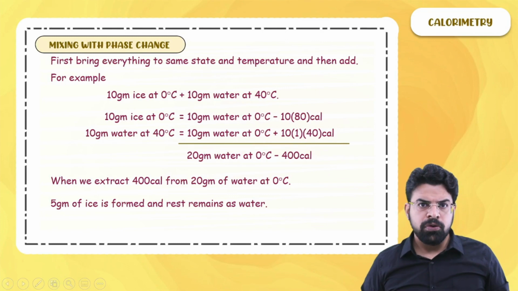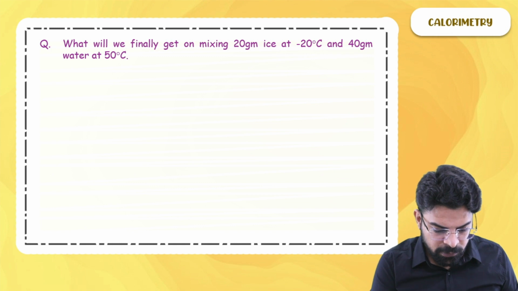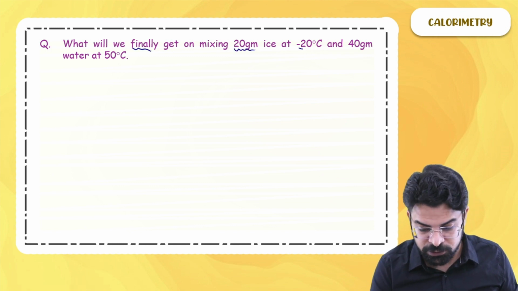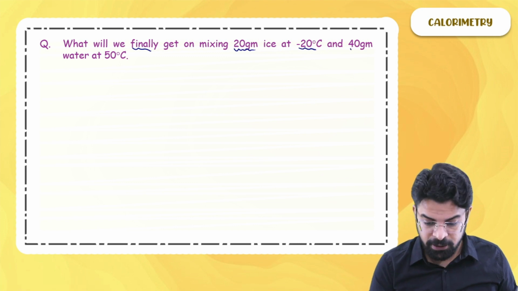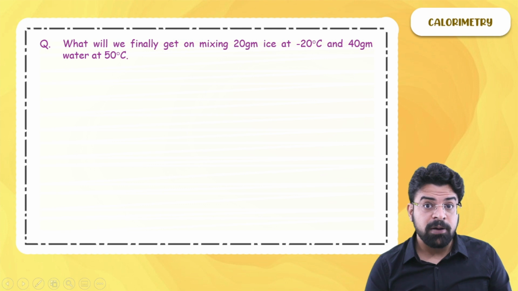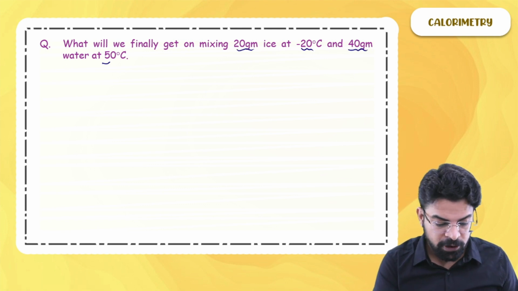So now let's do two examples of mixing with phase change. The first example: what will we finally get on mixing 20 gram of ice at minus 20 degrees centigrade and 40 gram of water at 50 degrees centigrade? So what are we mixing? 20 gram of ice at minus 20 and 40 gram of water at 50.